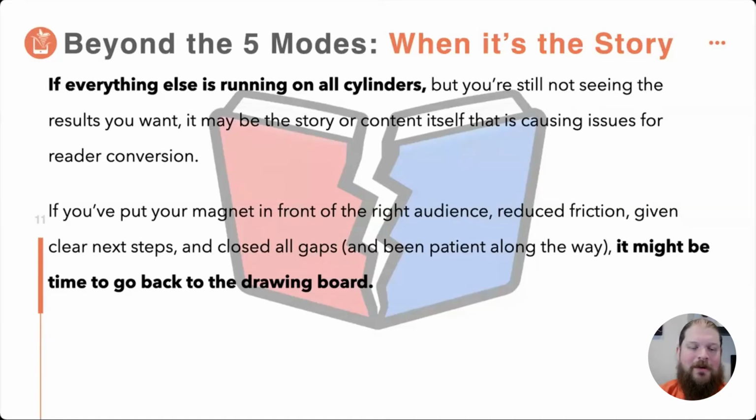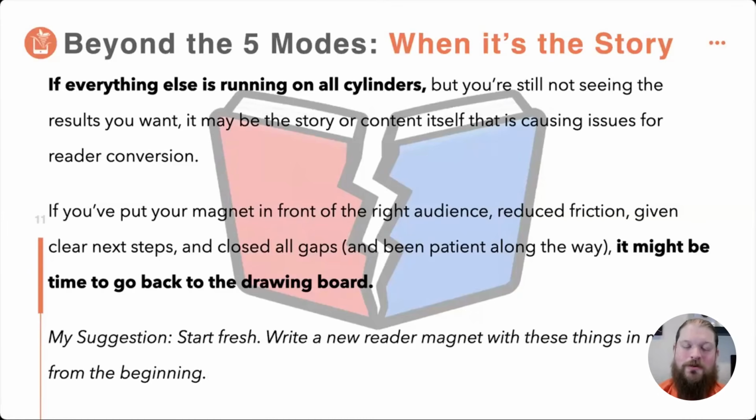I've done this myself. I had a reader magnet that I wrote. It was okay. Kind of one of those things where I wrote it because I had to. And it didn't do the job I needed it to do. I could do all 5 of those things that I talked about, and it wasn't working because it just wasn't a compelling story. So I wrote a new one. And that, in fact, would be my suggestion to you if that's where you find yourself. Sometimes it's worth it to start fresh. Write a new reader magnet with these things in mind from the very beginning. And in particular, make sure that the story is compelling.